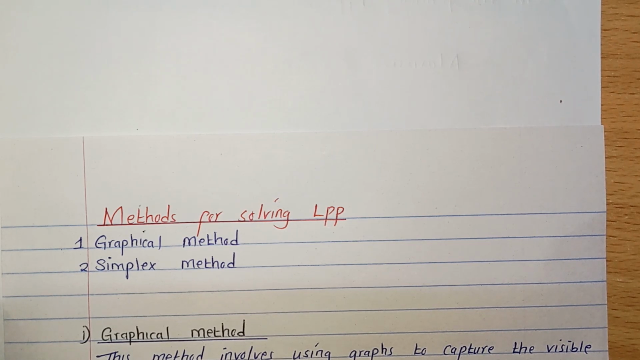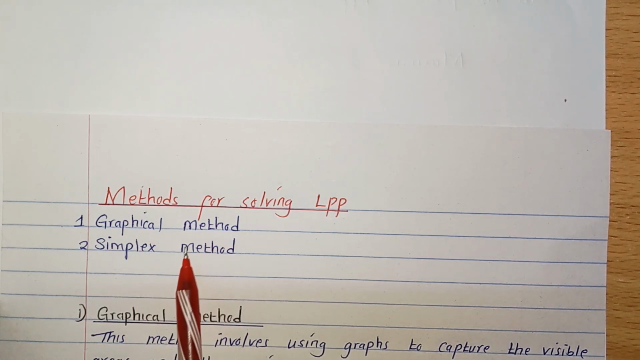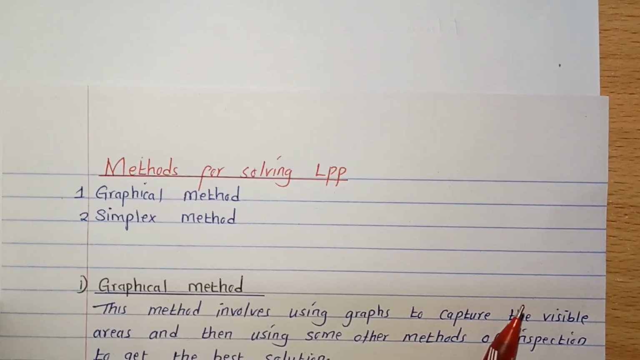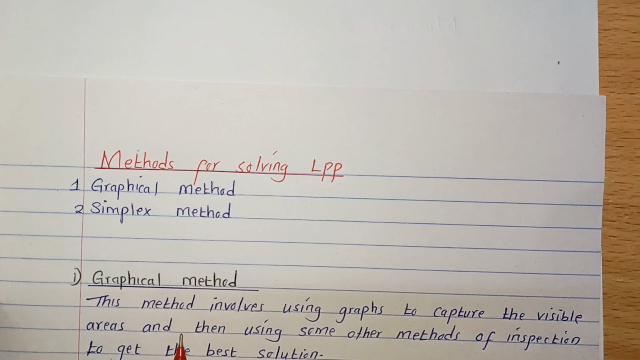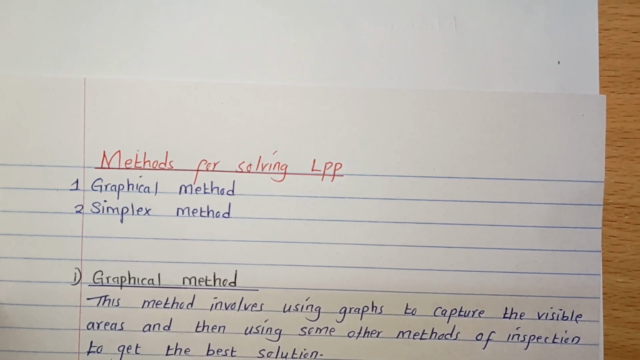Today we are going to look at methods used for solving linear programming problems, and I'm going to dwell on two methods. That is the graphical method, and then we have the simplex method. So I want to start with the graphical method, and it says this method involves using graphs to capture the visible areas and then using some other methods of inspection to get the best solution.